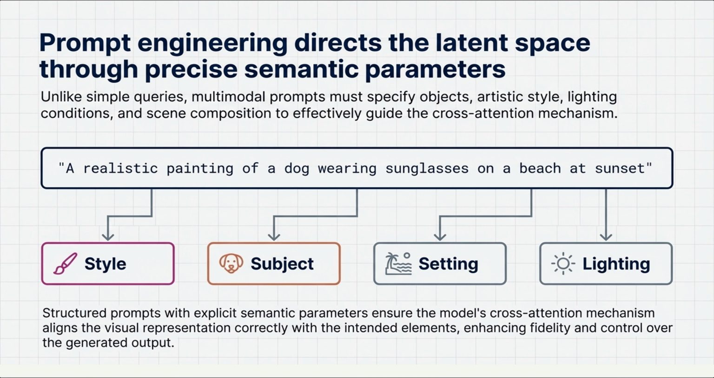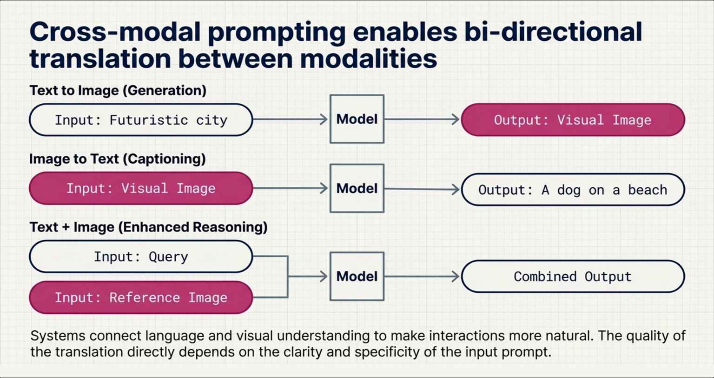This kind of structured prompting enables incredibly powerful bidirectional translation. We aren't just limited to text-to-image generation anymore. By bridging these modalities, we can input a visual image and have the model generate text, acting as an image-to-text captioning tool. We can even input both text and a reference image simultaneously for enhanced reasoning. The system fluidly translates meaning across entirely different data forms.